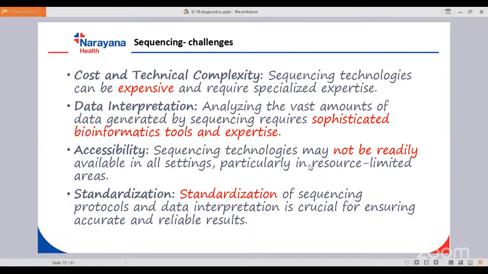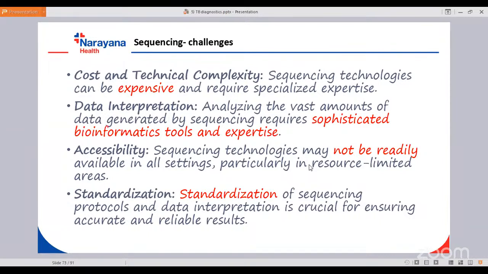So this is a new buzzword, as I said, sequencing, but there are certain challenges that happen with any newly developed test, which is technically very complex. So the challenges with sequencing is that they're expensive. They require great specialized expertise. Any and every small and medium-sized lab cannot take a sequencer. The cost runs in crores of rupees.